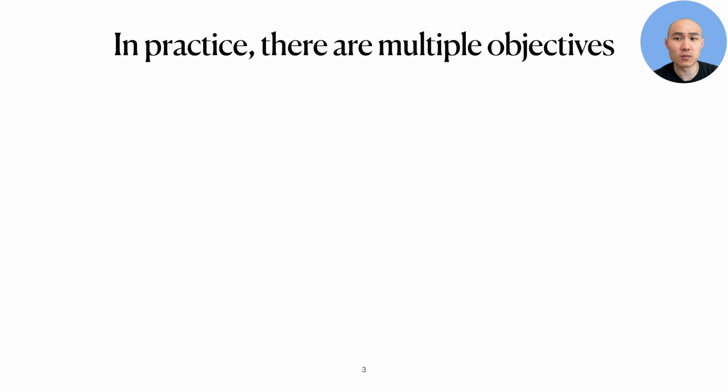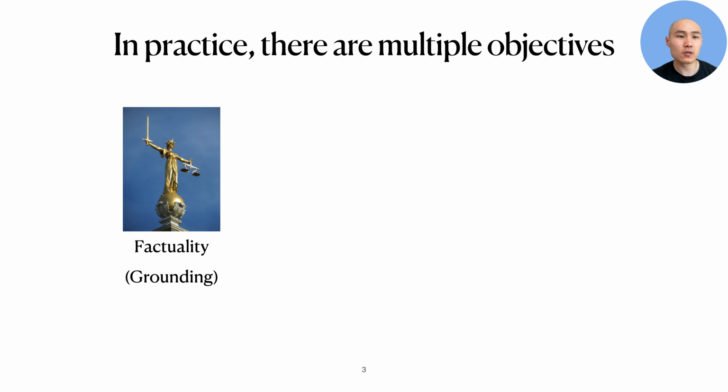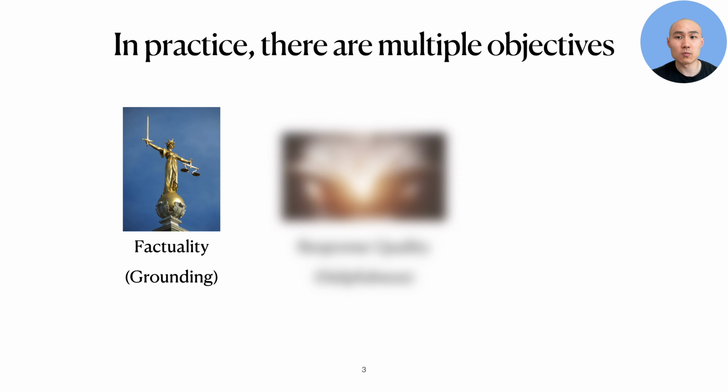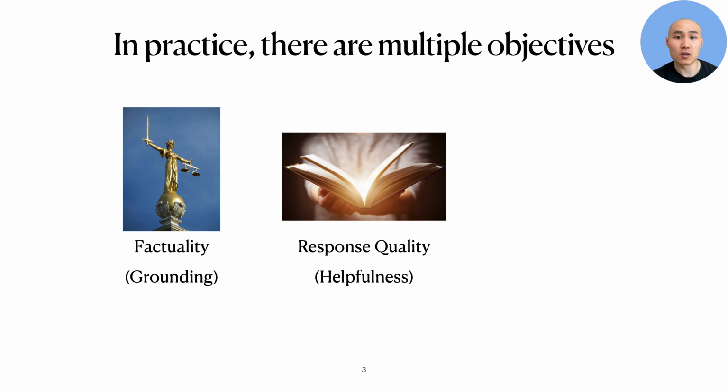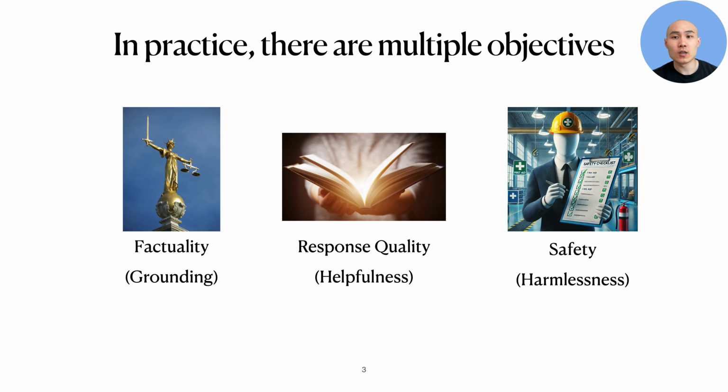This is an issue because in practice, there's a plethora of use cases and user types which cannot be captured by a single reward function. For example, we probably want our models to be factual and grounded. But we also want models to produce high-quality responses that are helpful. And third, we want our models to not cause harm.